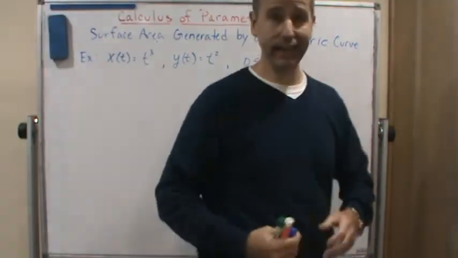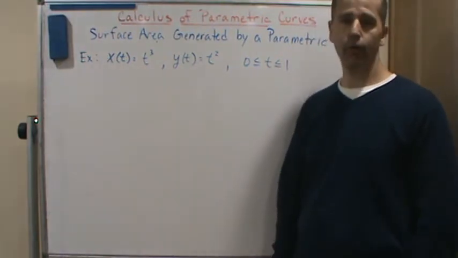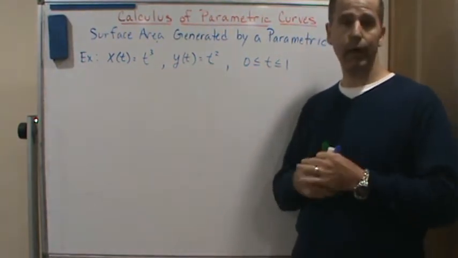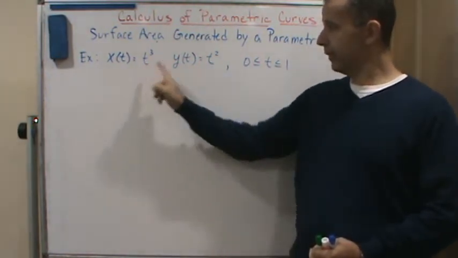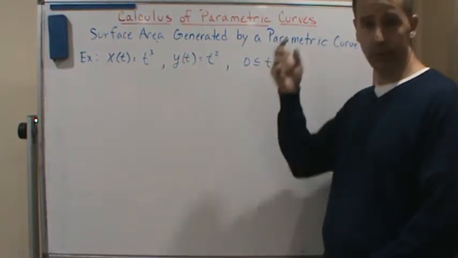Okay, so welcome back. Now what we're going to do is another example of rotating a parametric curve around the x-axis. Here are the parametric equations that we're going to use, and this is the interval for t.